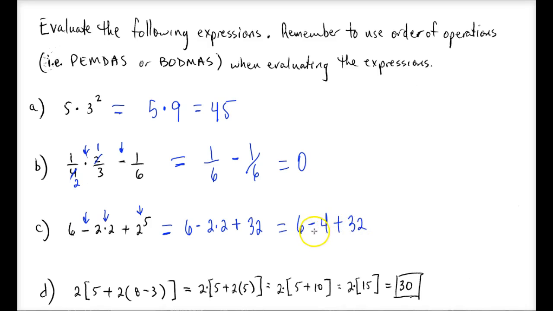And then after that, now we just have subtraction and addition. And of course, as long as we have a string of addition or subtraction, we can do it from left to right. And so that would be 6 minus 4, which is 2, plus 32, and that will be 34. This same rule applies whenever we just have a string of addition and subtraction, we can do it from left to right. The same thing applies whenever we have multiplication and division. We can do a string of multiplication and division from left to right.